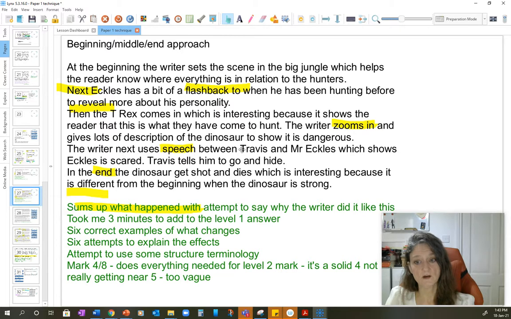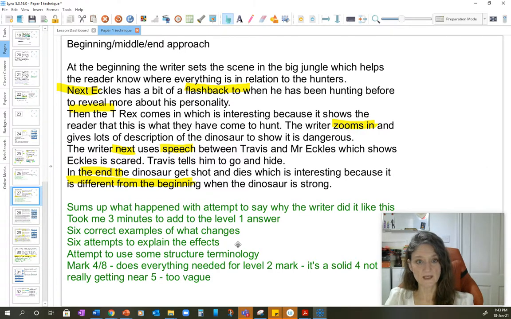Travis tells him to go and hide. So there's another example of structure, because that's what happens next. In the end, the dinosaur gets shot and dies, which is interesting because it's different. So contrast I'm talking about here. Should I put that next? Put that in the end. Put that as different from the beginning. This is interesting because it's different from the beginning when the dinosaur is strong. Okay, so I've spotted that contrast. I haven't remembered to use the word contrast, but I put it's different from the beginning. So that is structural terminology there.